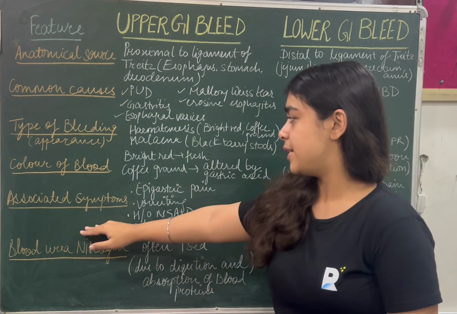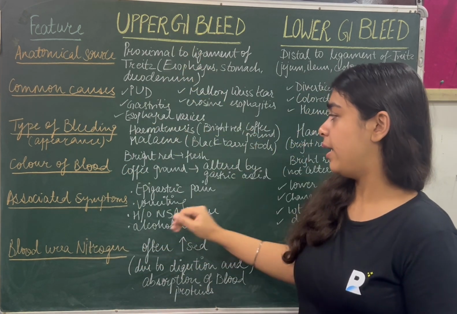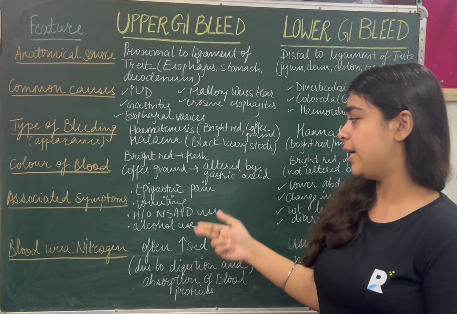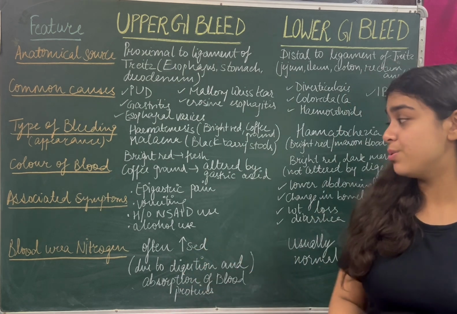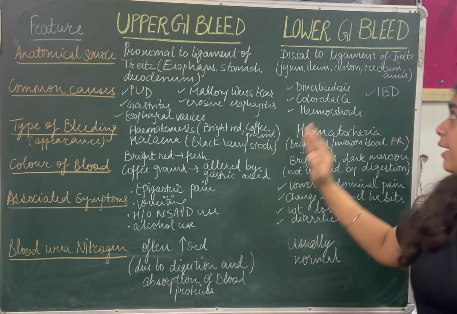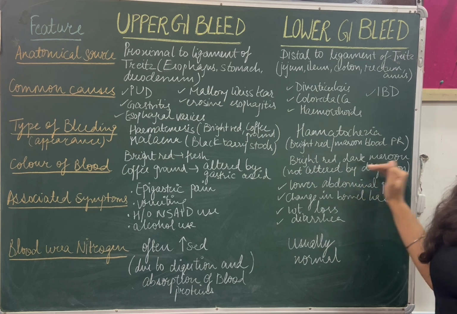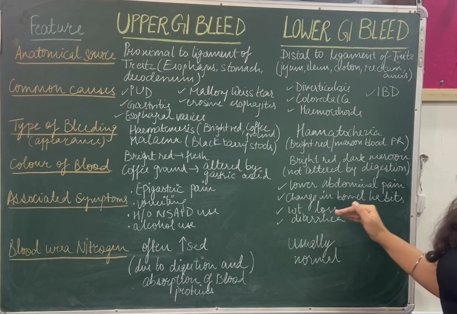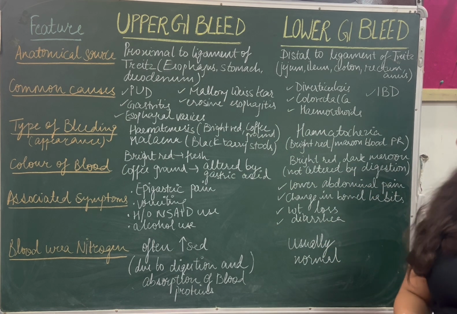Now the associated symptoms in upper GI bleed are epigastric pain, vomiting, there is history of NSAIDs use or alcohol use, and in lower GI bleed we see lower abdominal pain, change in the bowel habits, weight loss and diarrhea.